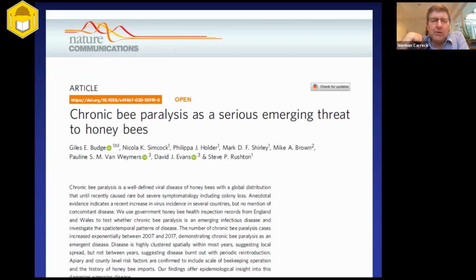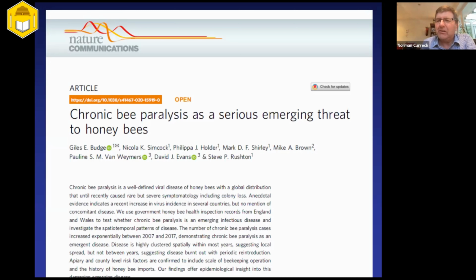And he's looking at chronic bee paralysis virus, and the title says it's a serious emerging threat to honeybees. And this term of an emerging disease is quite a trendy one, and I think probably you stand a better chance of getting your grant application to succeed if you talk about the pathogen you're working on as an emerging disease. And curiously, he doesn't mention the Isle of Wight disease at all, or really mention that actually it's been around in Britain for quite a long time.